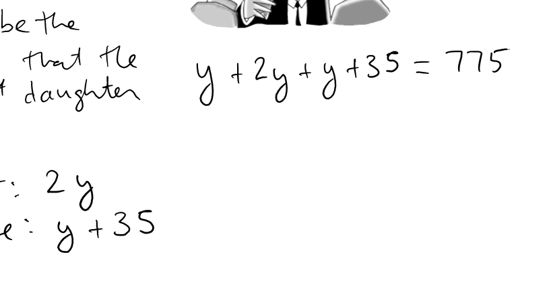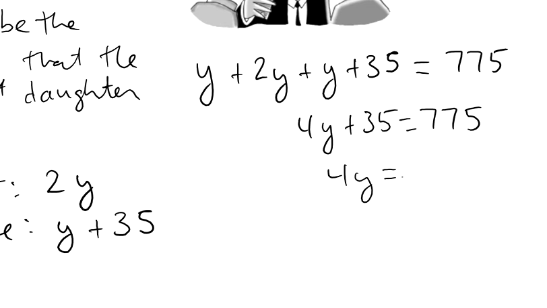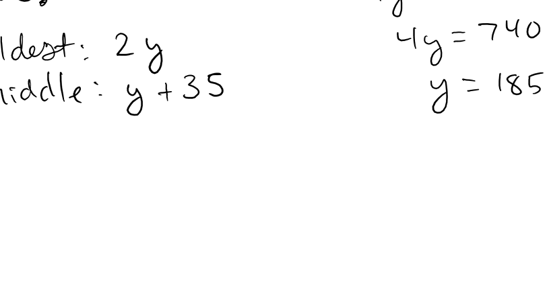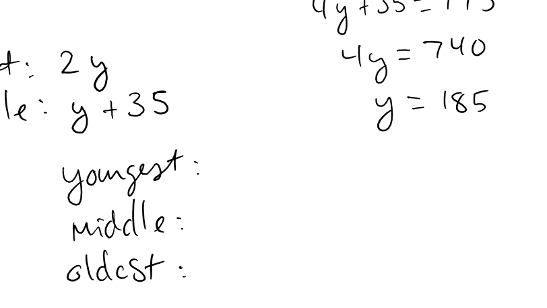So if I simplify this expression, I'm looking at 1, 2, 3, there's 4y plus 35 equals 775. Therefore, 4y would be $740 if I take away 35 from each side. And if I divide by 4, we get that y should be $185. So the amount of money that the youngest daughter gets is $185. So I can write for the youngest it's $185.